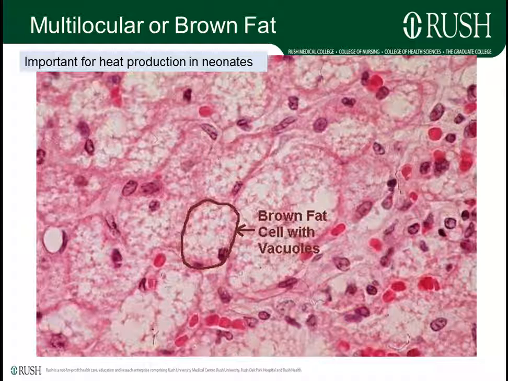This is different than multilocular or brown fat. I've outlined a single brown fat cell here, and you can see the numerous lipid droplets and the peripheral nuclei again in these cells.